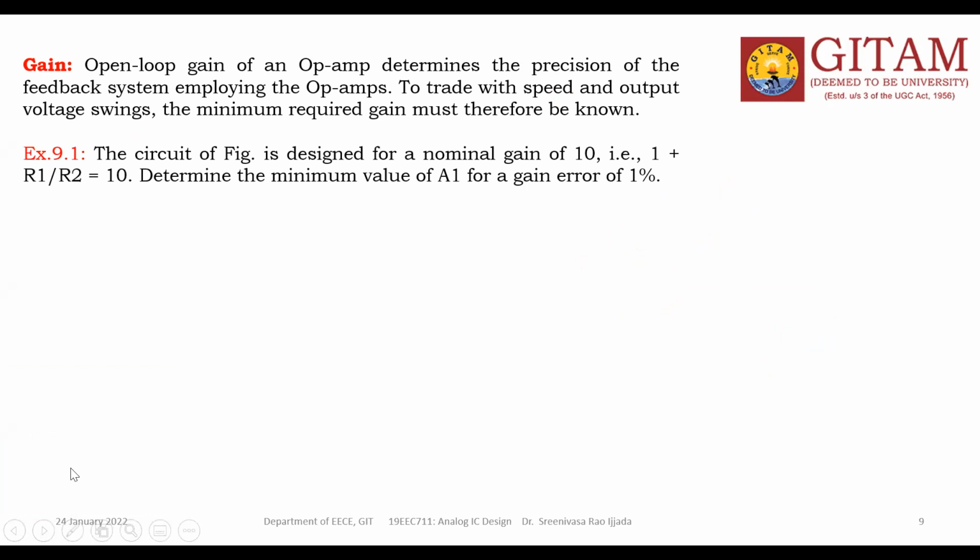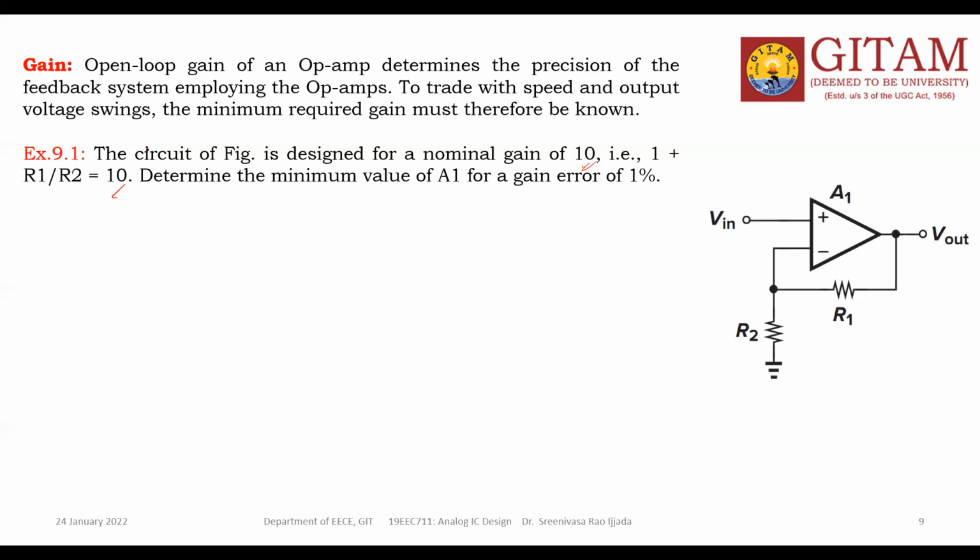So one example is here. That is the one circuit. For that circuit, designed for the nominal gain is 10, and 1 plus R1 by R2 value is 10. That is the nominal gain. Determine the minimum value of A1 for a gain error of 1%. To have a 1% gain error, what is the minimum value of A1? Where A1 is the open loop gain.